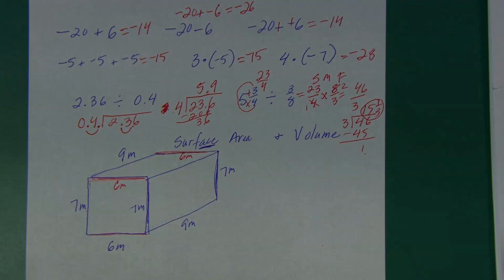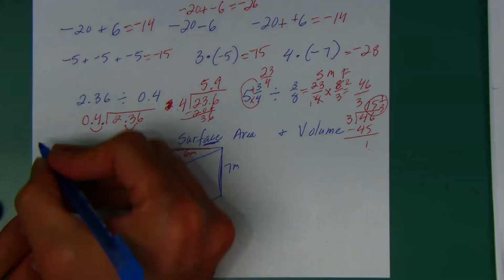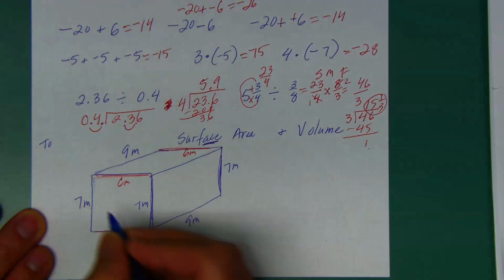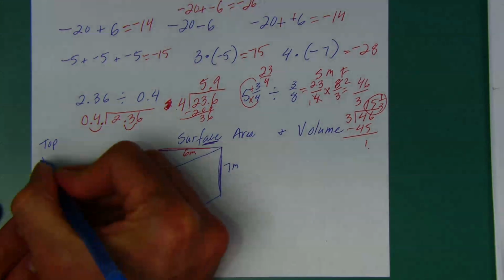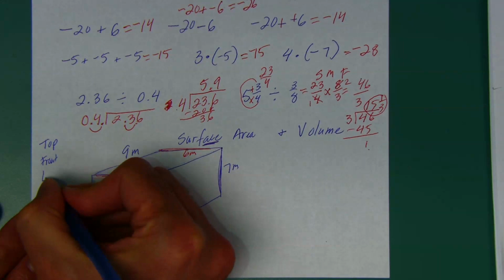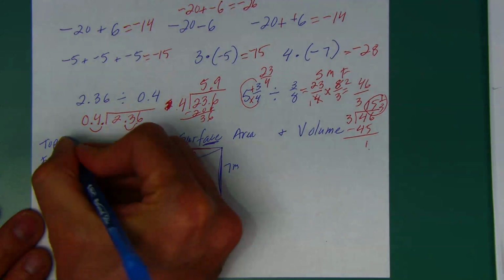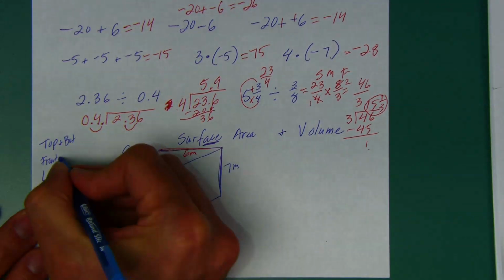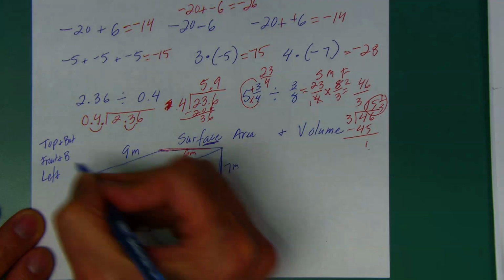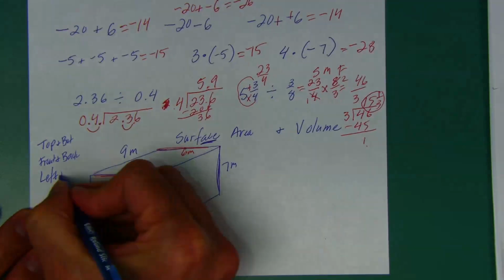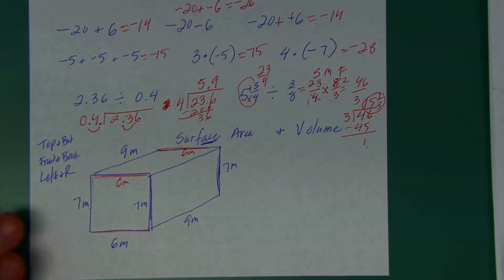Okay, that'll help us. Now, to get the surface area, I have to get the area of all of the surface all the way around. And a rectangular prism has a top, it has a front, and it has a left side. And the top will be the same as the bottom. The front will be the same as the back, and the left will be the same as the right. And that's 6 sides, 6 faces is what we call them. And you add them all up.